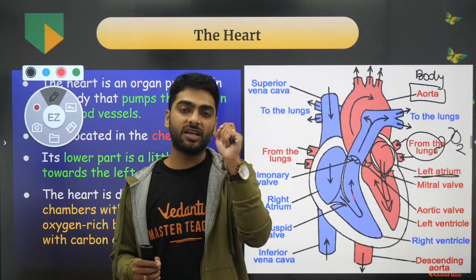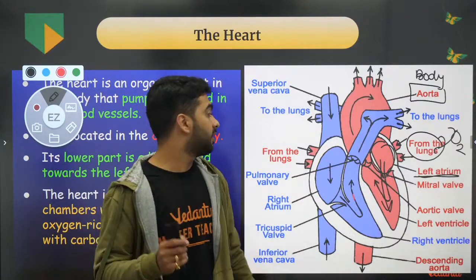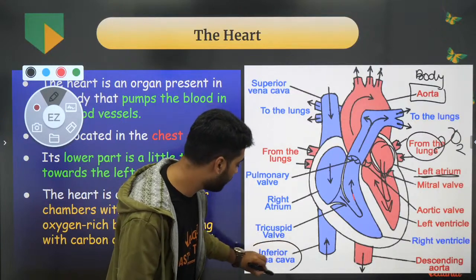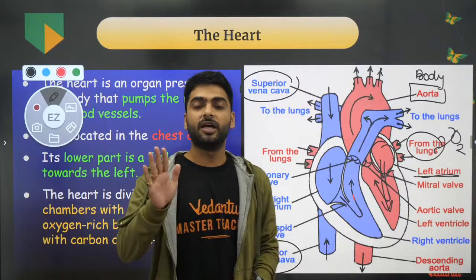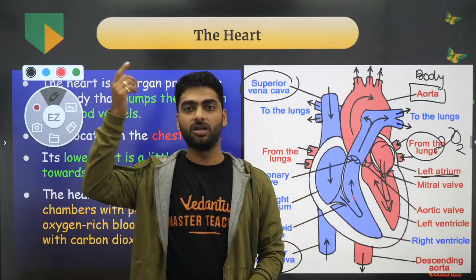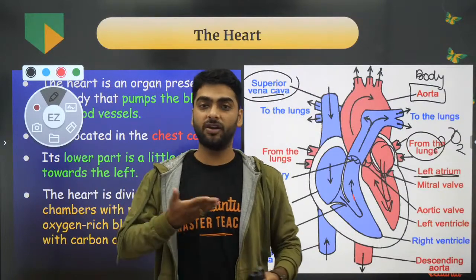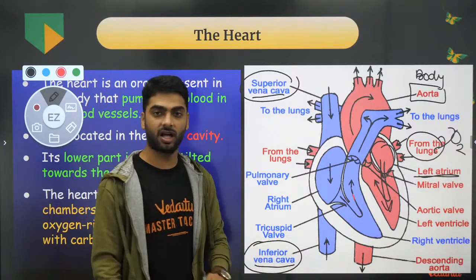When the cell gives carbon dioxide to the blood, the blood will come back to the heart through two channels. One is your inferior vena cava and one is your superior vena cava. The blood from the chest and the head goes into the heart through the superior vena cava, and the blood from the stomach and below goes to the heart through the inferior vena cava.